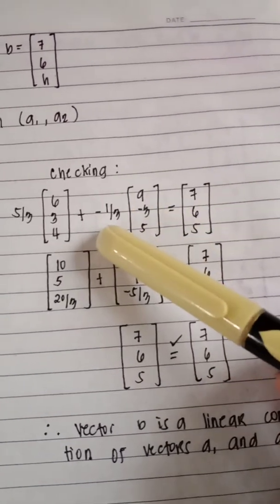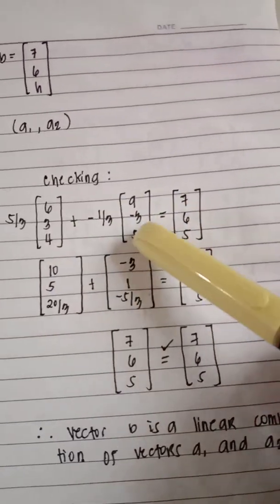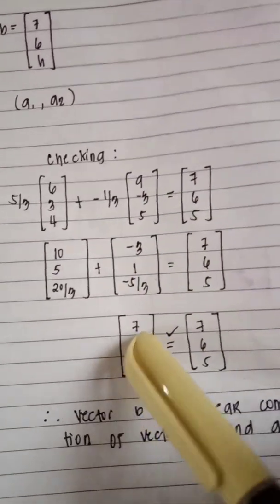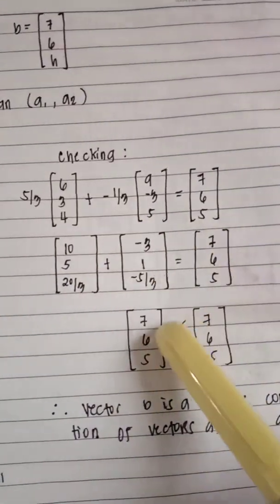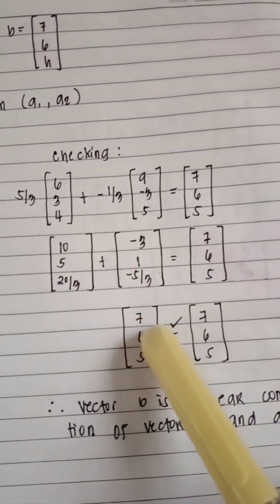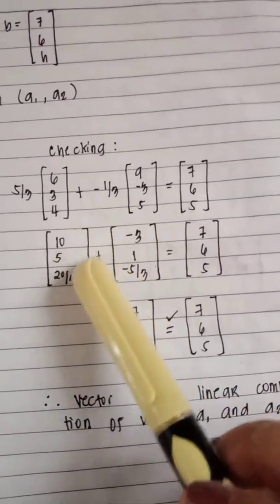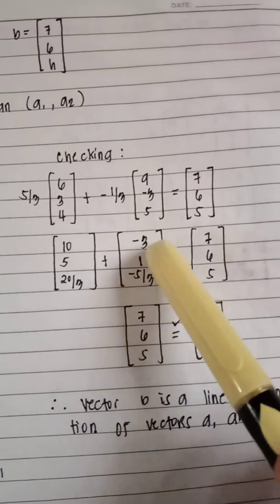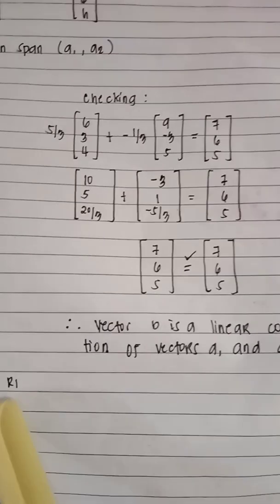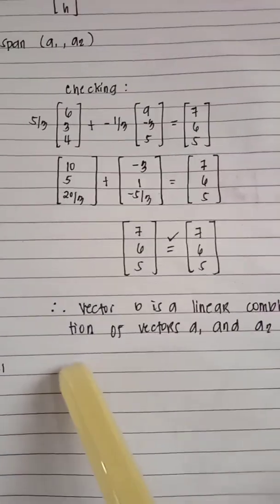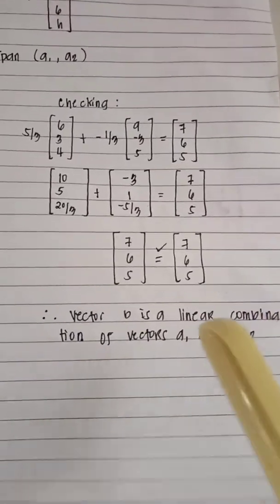Negative 1 over 3 times 5 is equal to negative 5 over 3. So, it equals 7, 6, 5. 10 plus negative 3 is equal to 7. 5 plus 1 is equal to 6. 20 over 3 plus negative 5 over 3 is equal to 5. So, both are equal. Therefore, the vector b is a linear combination of vectors A sub 1 and A sub 2. Now, let's proceed to letter B.